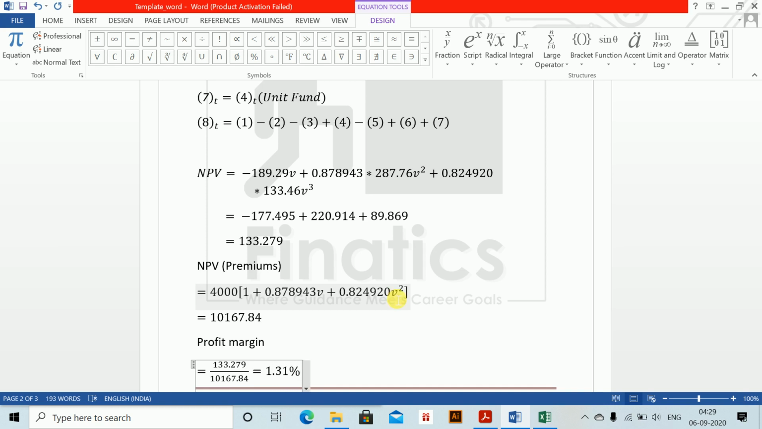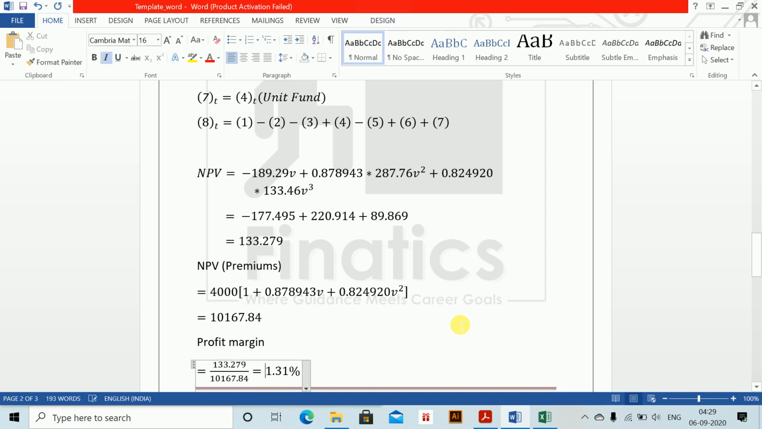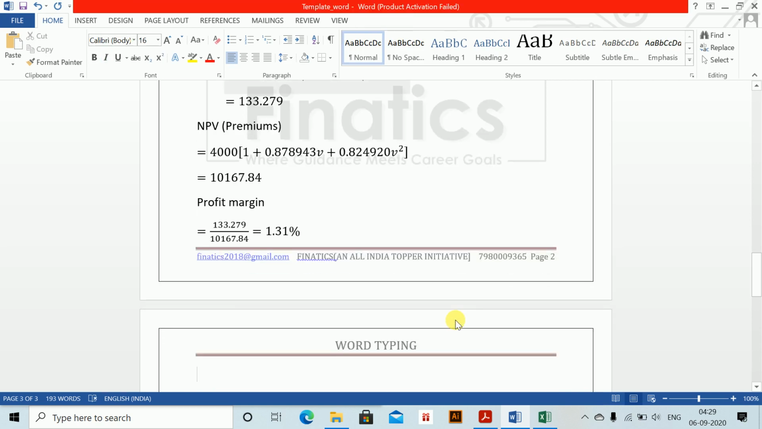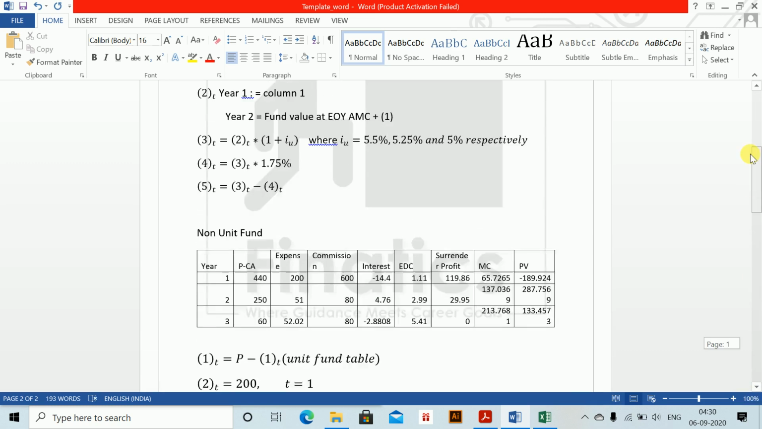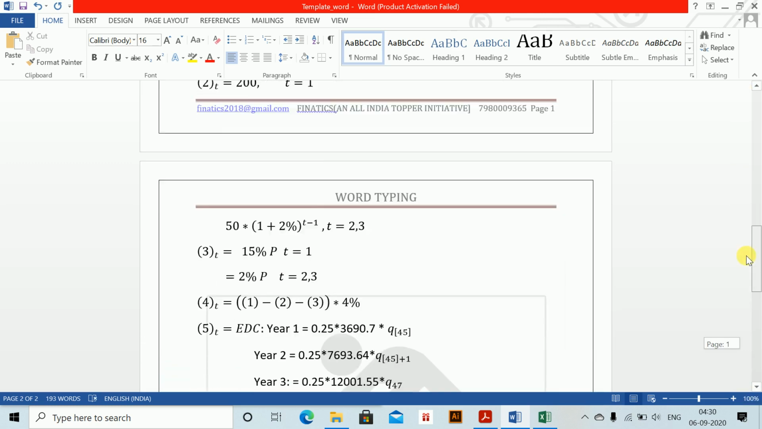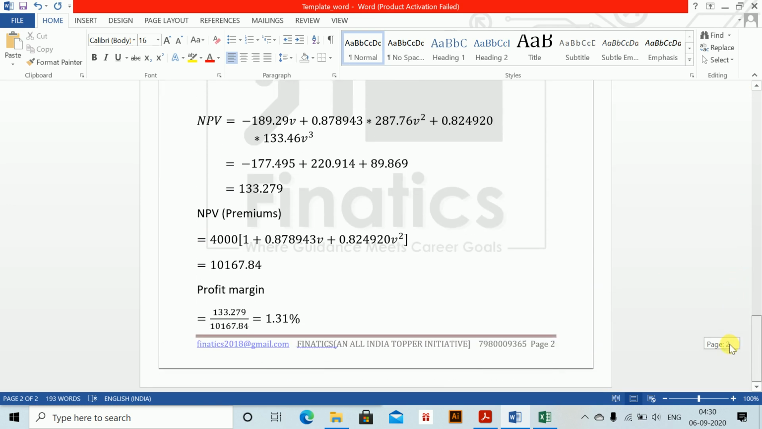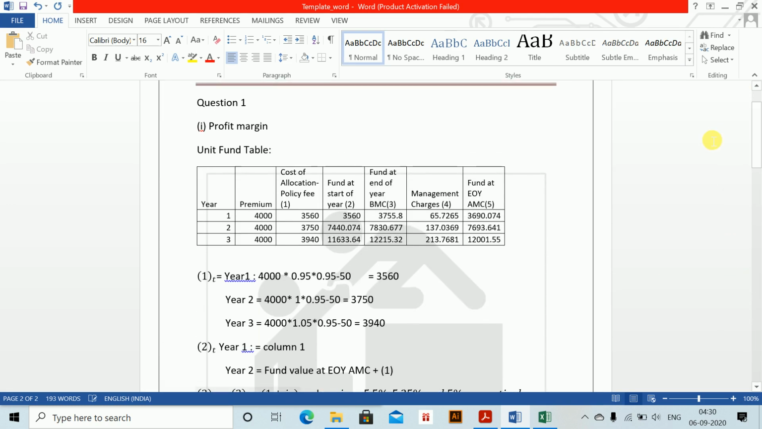Okay, so this was my profit margin of the sum. So this is how you need to do a profit testing sum in Word. You have to make sure that each calculation is present in Word. Okay.